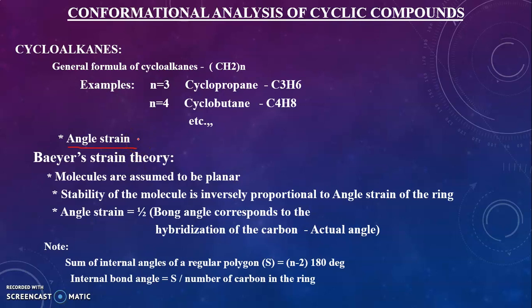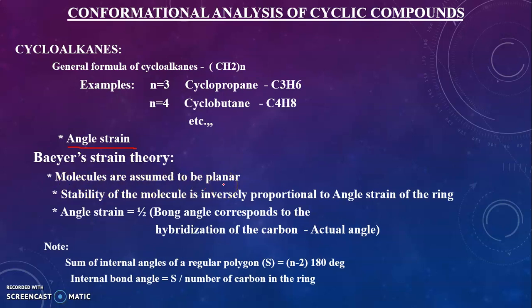Unlike acyclic compounds, cyclic compounds involve an additional strain called angle strain. In order to understand angle strain, we have to discuss an important theory called Baeyer strain theory. So we'll discuss Baeyer strain theory now. What are some important assumptions of Baeyer strain theory? In Baeyer strain theory, molecules are assumed to be planar.